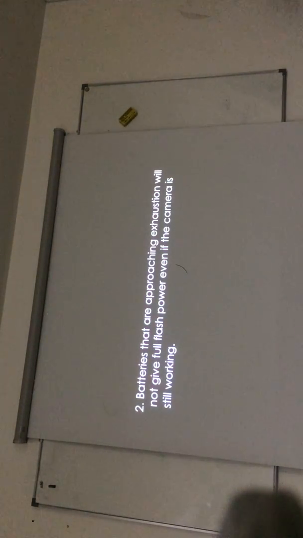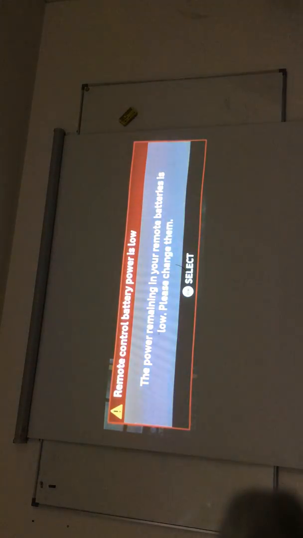Batteries that are approaching exhaustion, do not use flash anymore. We tested it out last week or so, the battery goes flat so fast. They'll show this sometimes in Canon, Nikon.